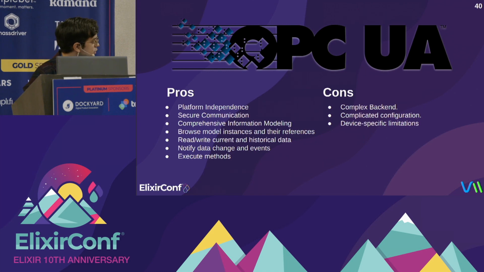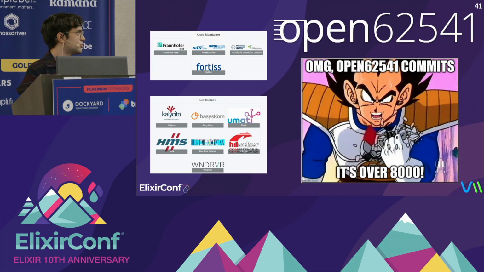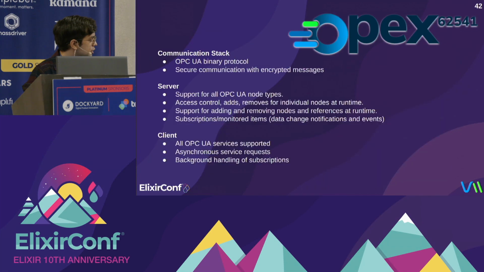So let me continue. For this approach, we selected open62541, which is a library written in C. We selected this library because it has a lot of activity on GitHub and has consolidated maintainers such as universities and companies that really invest in this library. So we have the assurance that this project will not be dead by the end of the year. So we created the middleware, and we developed this library, which we call OPEX62541.